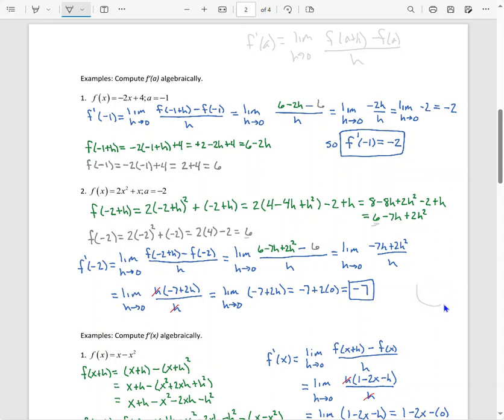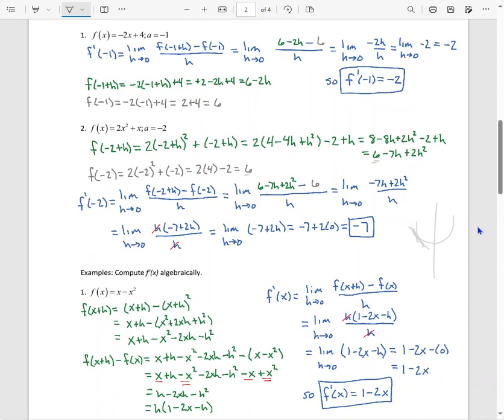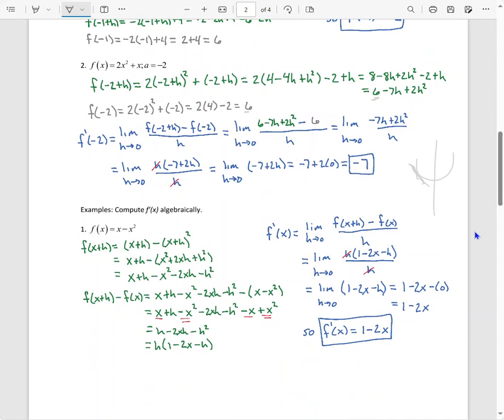A rough sketch. This is a quadratic of some sort. More or less. And so what we're saying is over here at negative 2, this slope is negative 7. It seems reasonable, with a quick and dirty sketch anyway. All right. Now instead of f prime of a, let's find f prime of x algebraically.